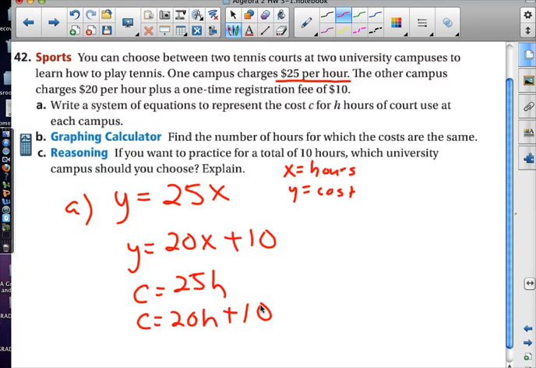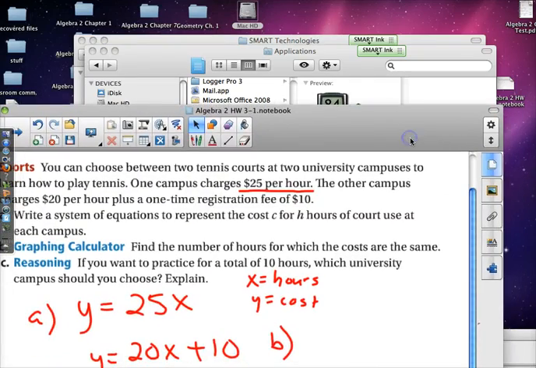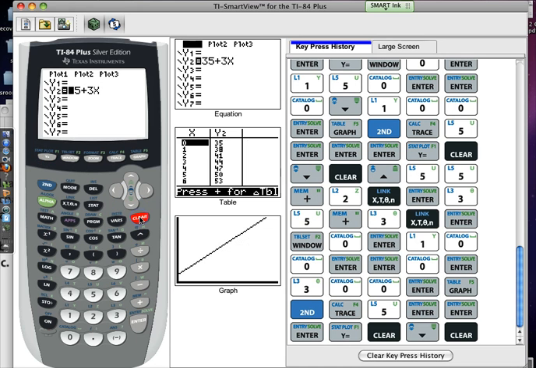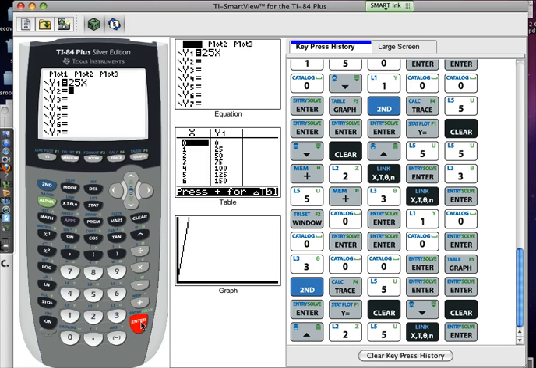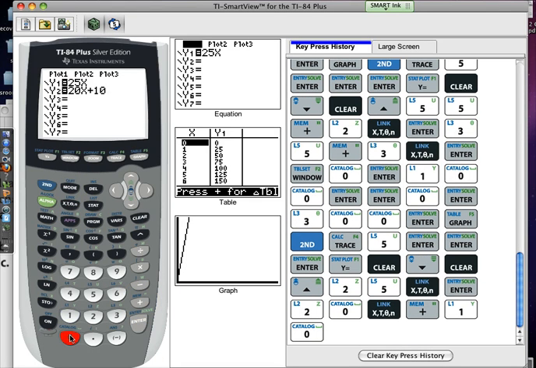And then B says, when would they cost the same? So you're going to put those into the calculator and figure out. Go ahead and do that up here. Back to the calculator, clearing out the last problem. And we had $25 per hour. And then the other one was $20 per hour plus the one-time fee of $10.